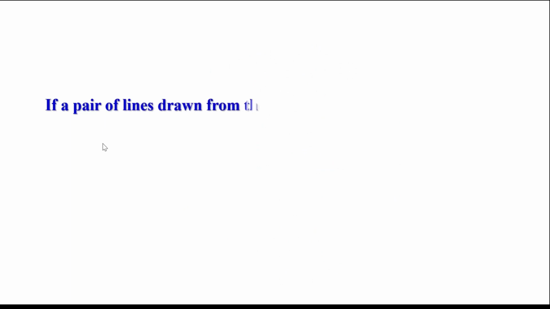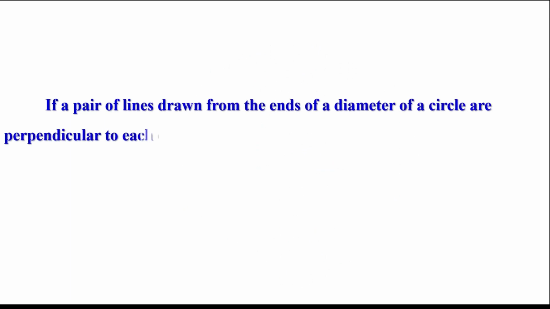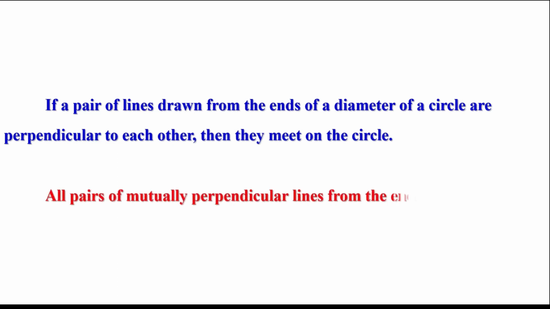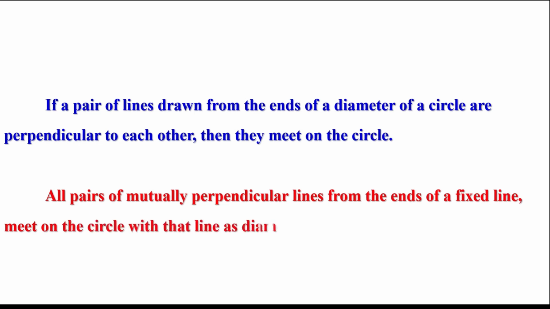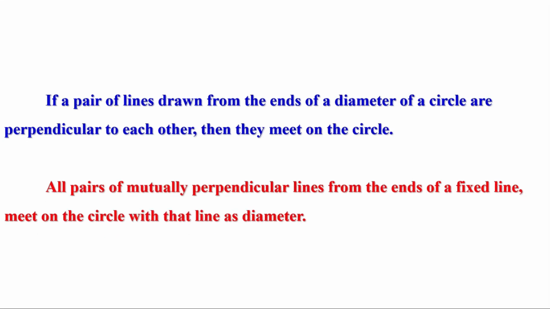In the meantime, we have seen 2 points. If a pair of lines drawn from the ends of a diameter of a circle are perpendicular to each other, then they meet on the circle. All pairs of mutually perpendicular lines from the ends of a fixed line meet on the circle with that line as diameter.